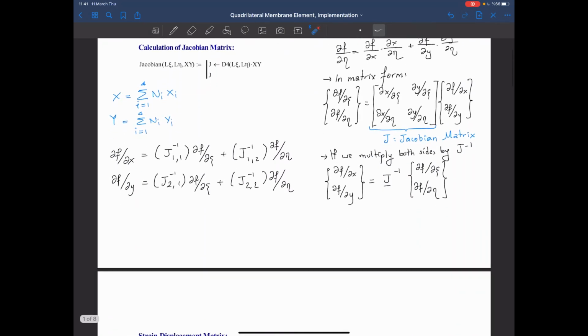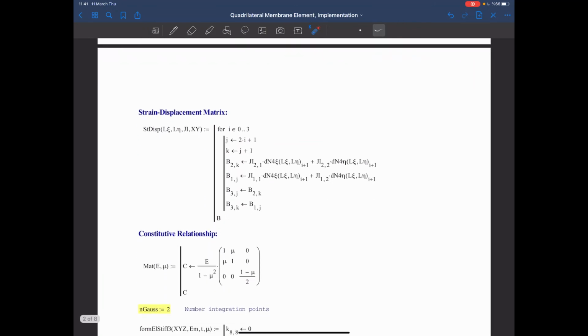Now the next step is the calculation of the strain displacement matrix, right? Remember that this is our B matrix.